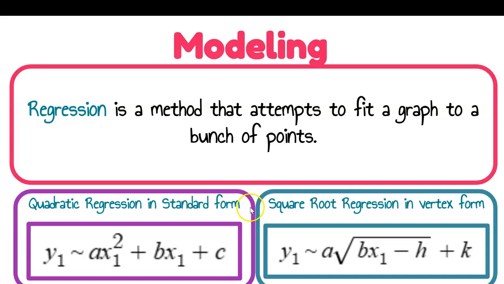We have these formulas to help make those shapes. So quadratic regression, this is for those U shapes. This is specifically standard form, so when we have A, B, and C: x squared, x, and then nothing with the C. This is standard form. And for the square root regression, we see it in vertex form. So A, H, and K. And in this case, we have the addition of B.